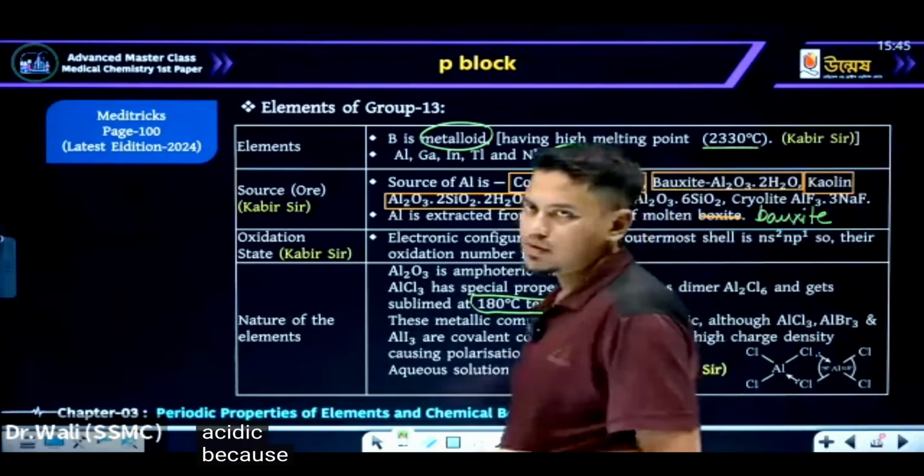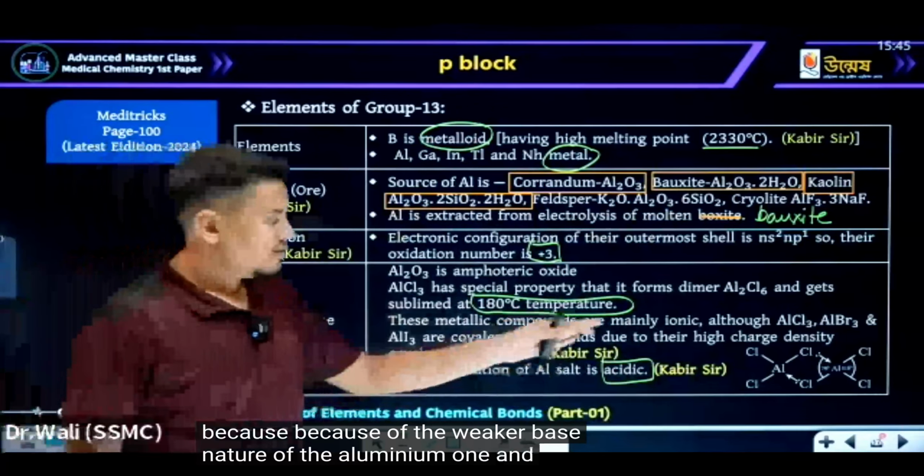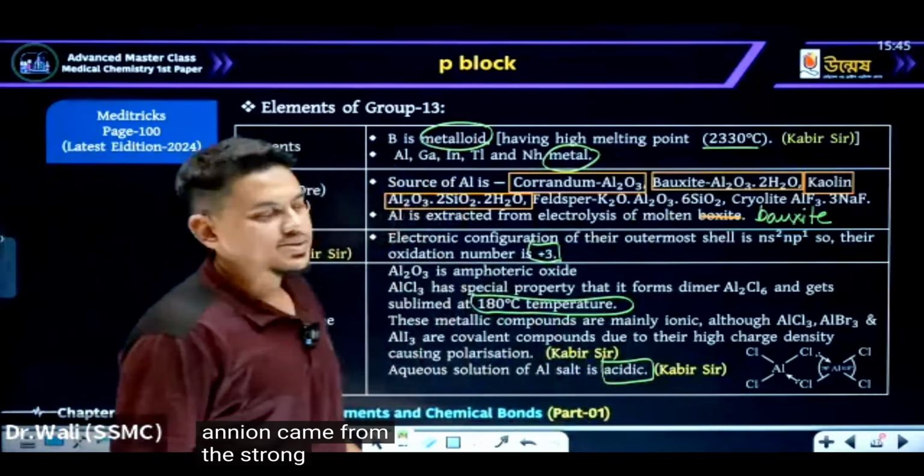Aqueous solution of aluminum salt is acidic because of the weaker base nature of the aluminum ion, and the anions came from the strong acids.